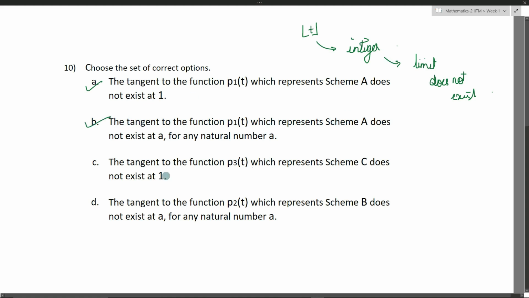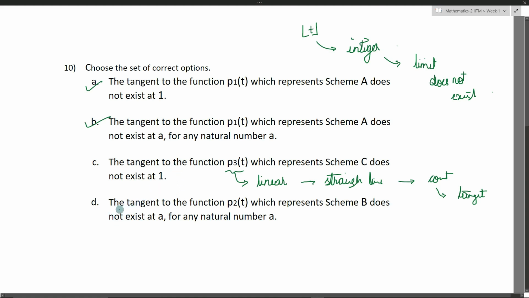I just said that. The tangent to the function P3 of t, which represents scheme C, does not exist at 1. So what is P3? P3 is a linear function, and a linear function is nothing but a straight line. A straight line is continuous at all points, so we can draw tangents at all points. So this is wrong.